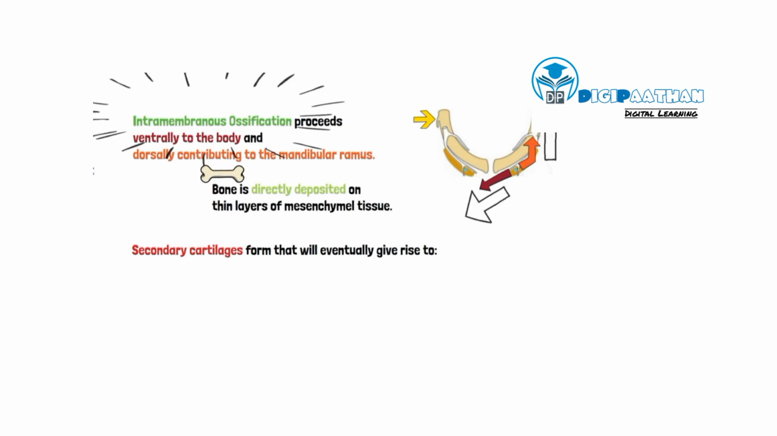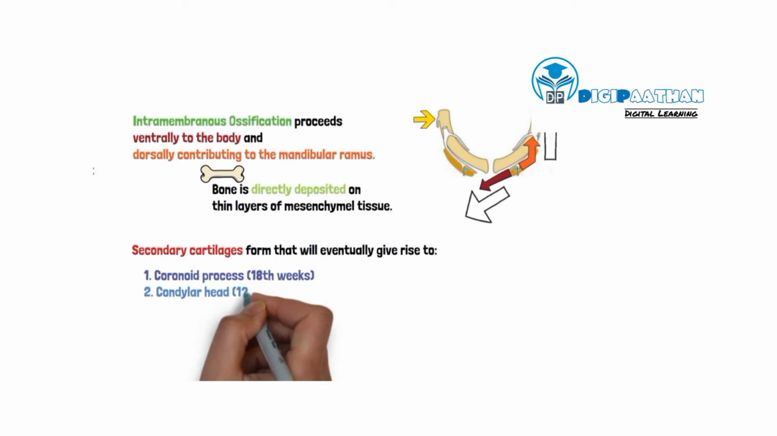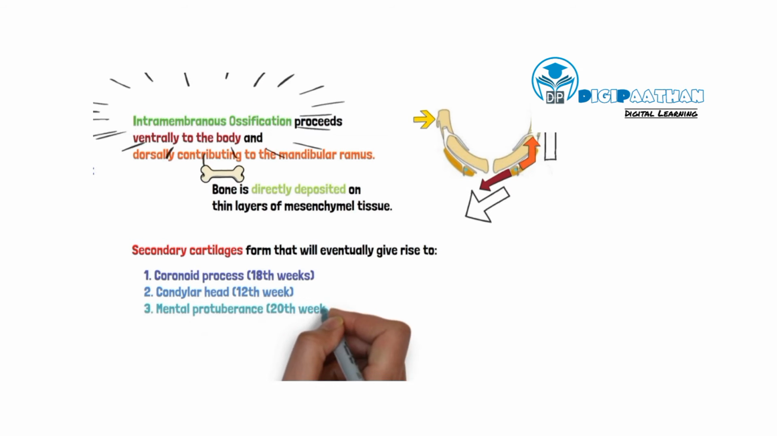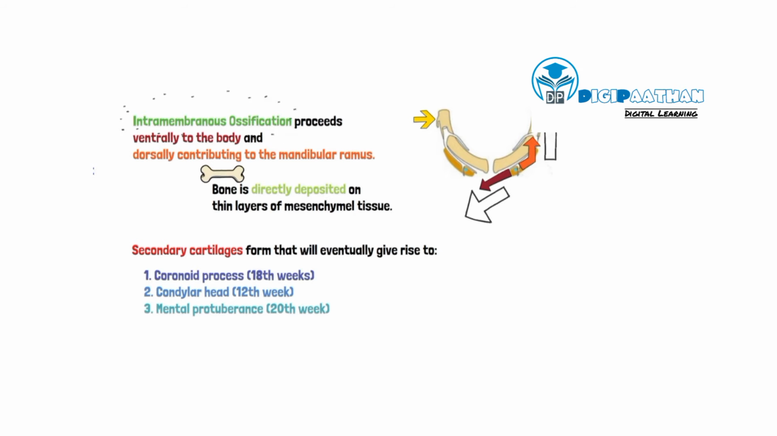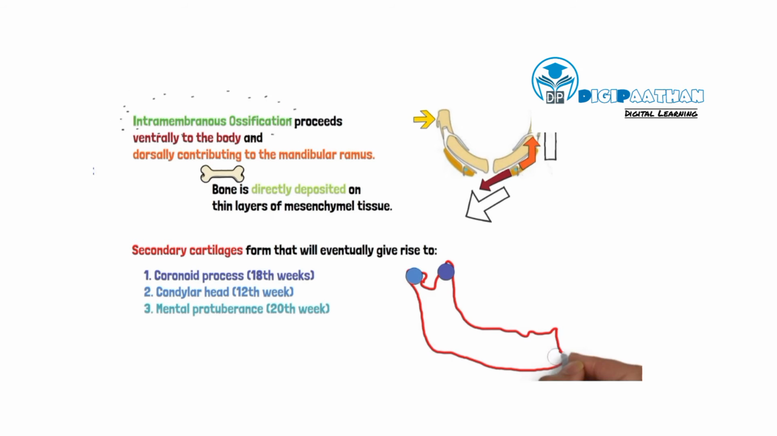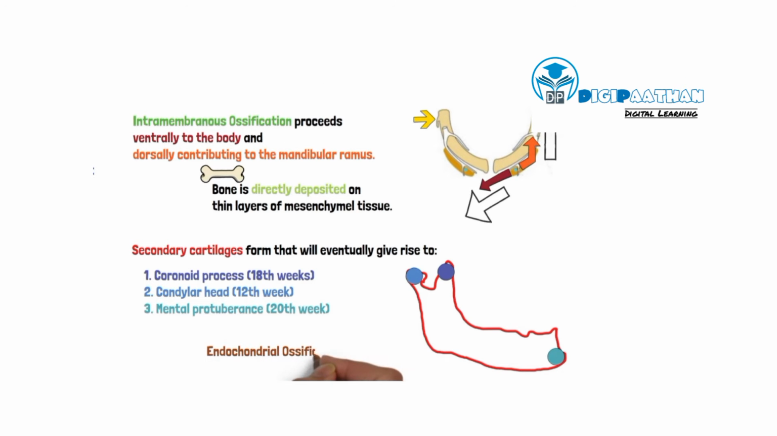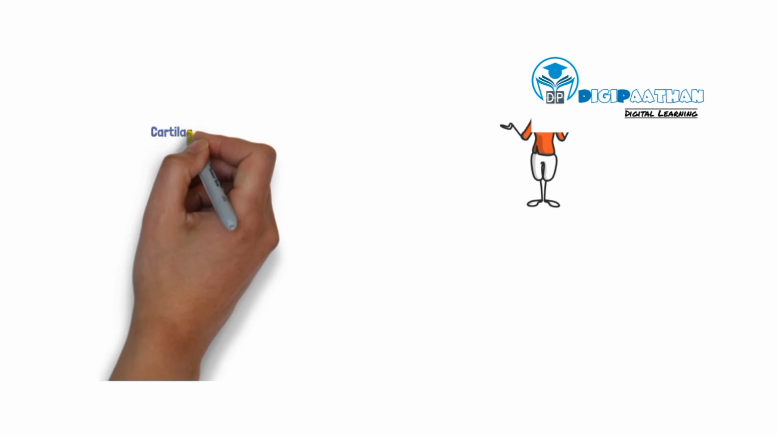Now, secondary cartilages are going to appear at different times of the intrauterine life. So first of all, we have the coronoid process, which is going to arise at around 18 weeks, the condylar head at around 12 weeks, and the mental protuberance around the 20th week. Now these secondary cartilages are going to ossify by endochondral ossification. Now let's look at what endochondral ossification is.